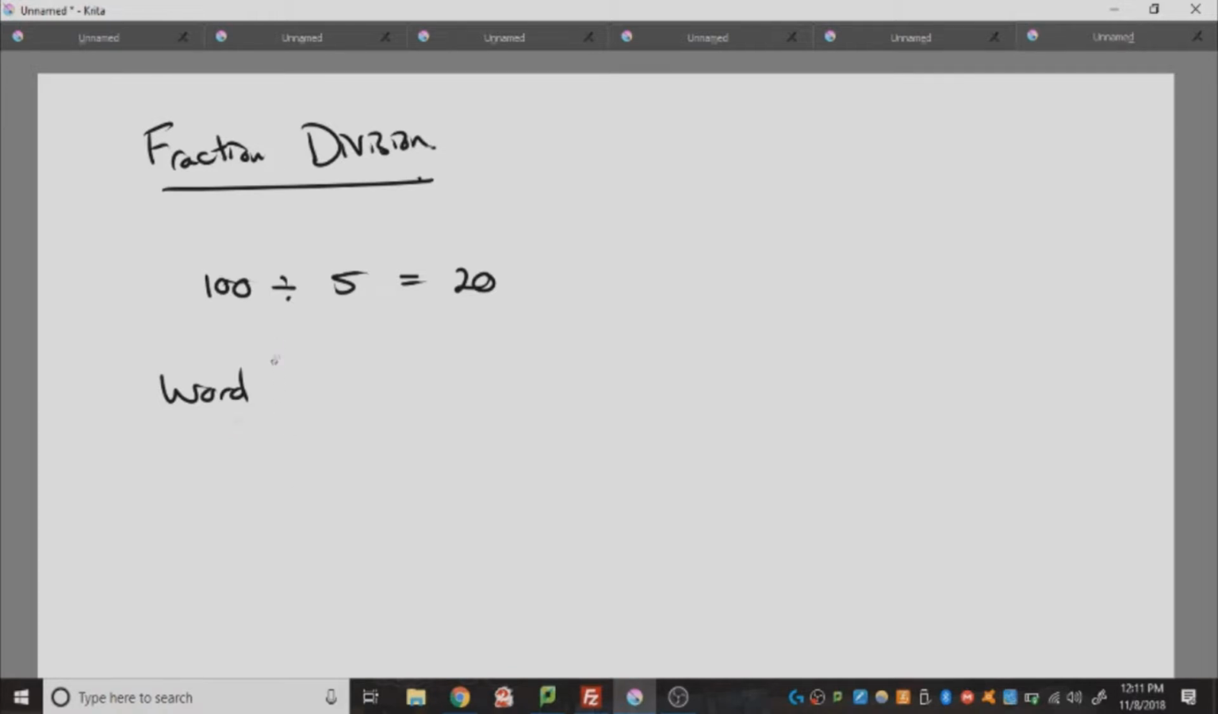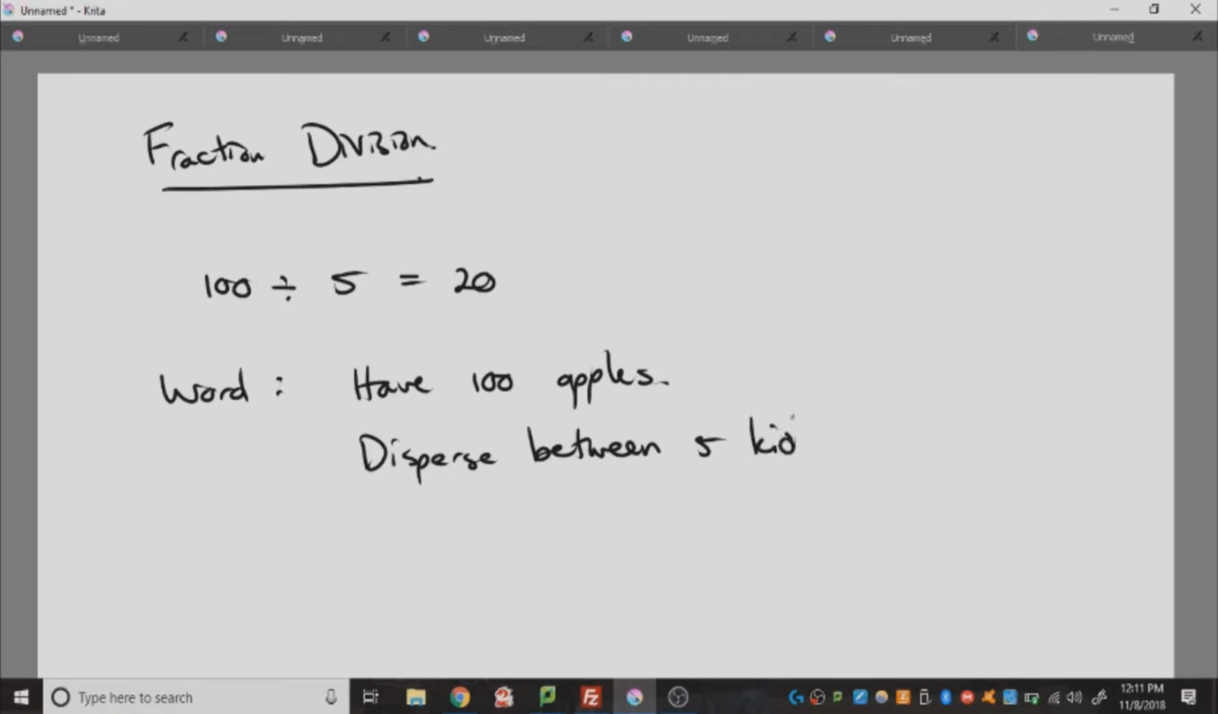Hold on. You have 100 apples. And you need to disperse it against. Ooh, disperse. I like it. Can I spell disperse? I hope so. Disperse it between 5 kids in the preschool. Is that how you talk to Timmy? Disperse it between 5. I was listening. I was focusing. 5 kids in the school. Sure. Kids. Blah, blah, blah.